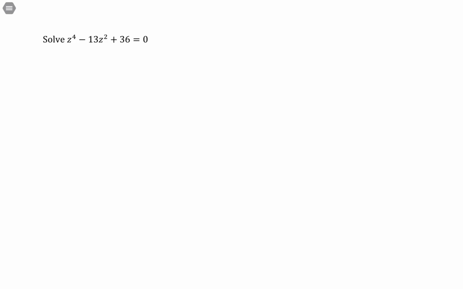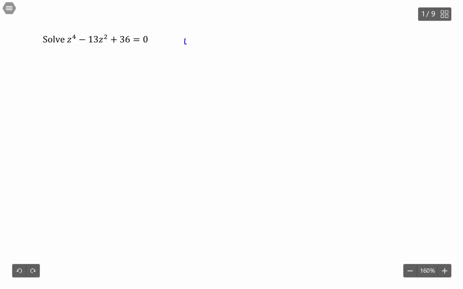Solve z to the fourth power minus 13z squared plus 36 equals 0. This equation looks similar to a quadratic, but it's not exactly a quadratic. What we could do, however, is make a quick substitution.